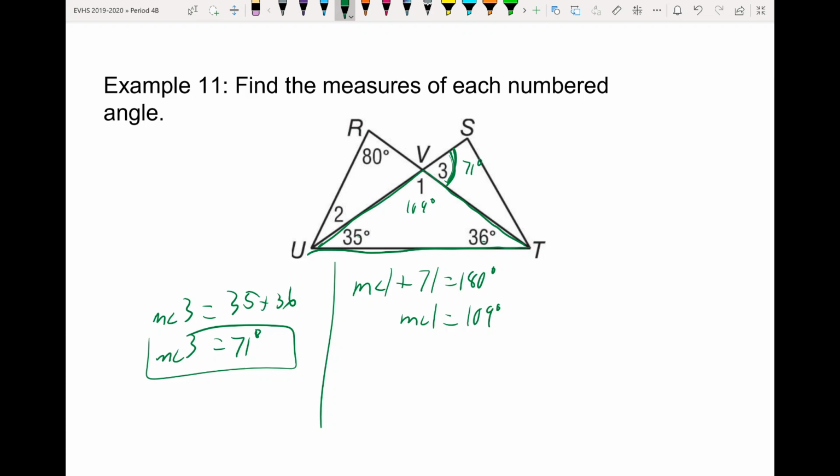All right, now, this guy over here is also 71 degrees because of the vertical angles. And so measure of angle 2 plus 80 plus 71 is equal to 180. Oh, I did something different. What'd you do? I was going to use 2 as an exterior. Wait, can you? No, you can't use 2 as an exterior because you would have to have a line that comes all the way out for that.